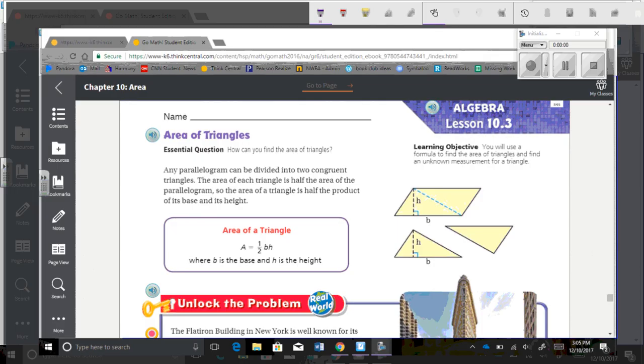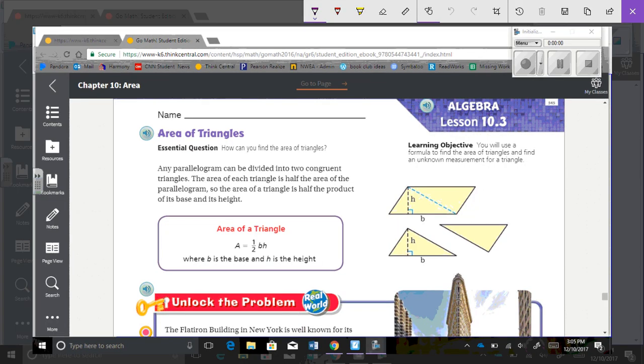Okay, today we're going to be looking at Chapter 10, Lesson 3, Area of Triangles. We will use a formula to find the area of triangles and find an unknown measurement for a triangle. So any parallelogram can be divided into two congruent triangles. The area of each triangle is half the area of the parallelogram.